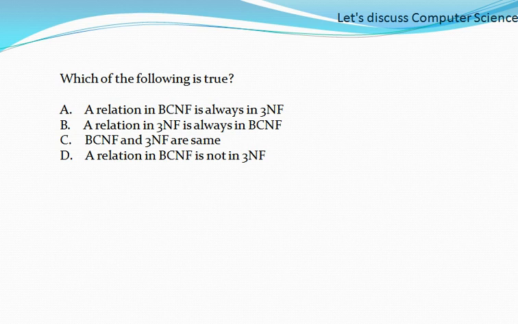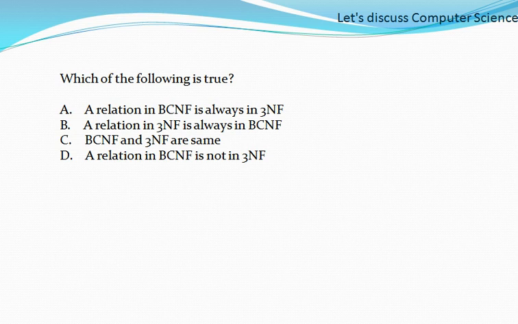If the relation is in third normal form, there is a possibility it can be in BCNF also. But if a relation is in BCNF, there is no guarantee it will be in third normal form. Why? Because for BCNF we can find that some of the functional dependencies are not preserved. If the functional dependencies are not preserved, it cannot be in third normal form. So this is the basic difference between third normal form and BCNF.